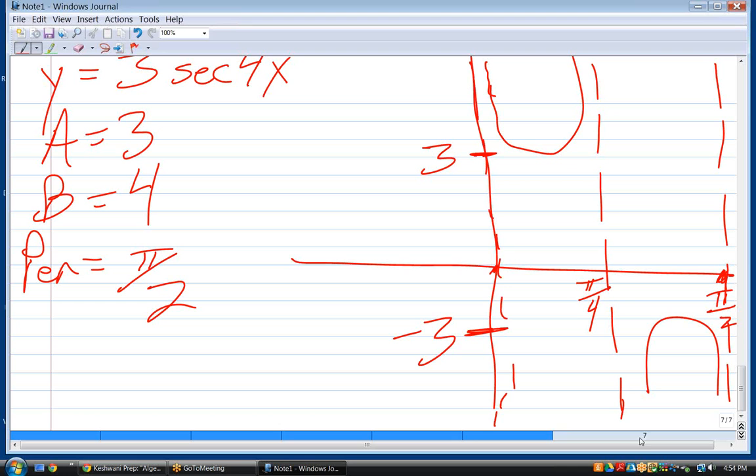And so we've been vertically stretched and we've been horizontally compressed. Because normally, without the 4 there, if I were just plotting secant of x, then this would be 2 pi and this would be pi. So we've been horizontally compressed by a factor of 4.